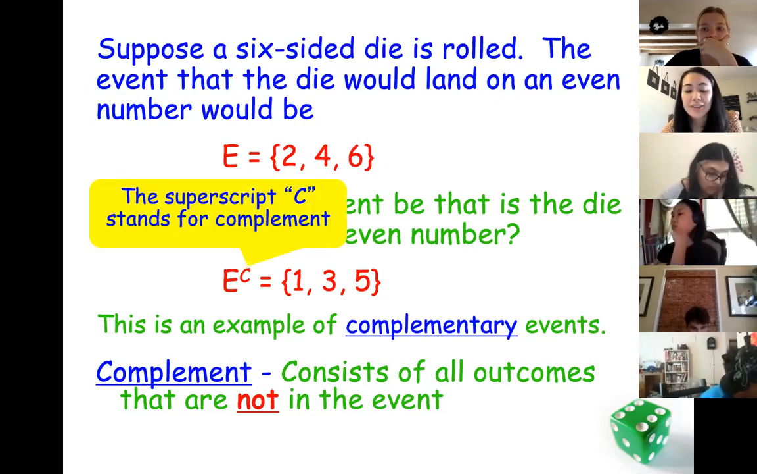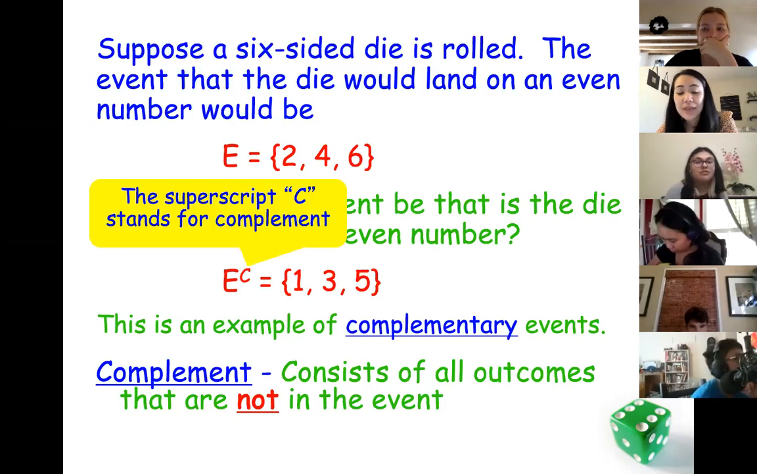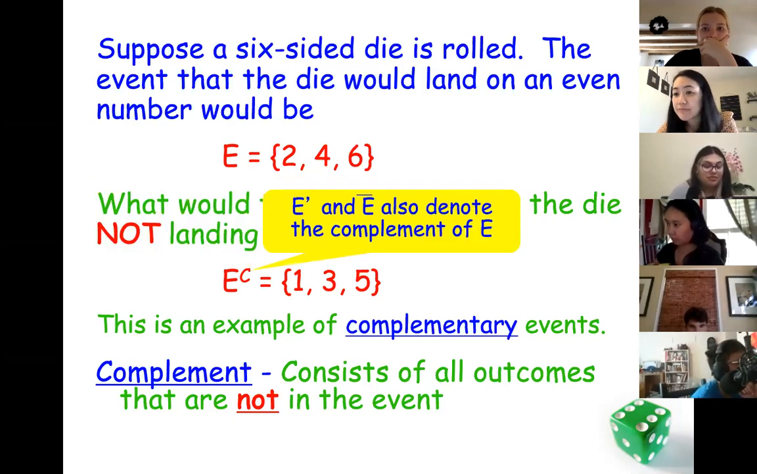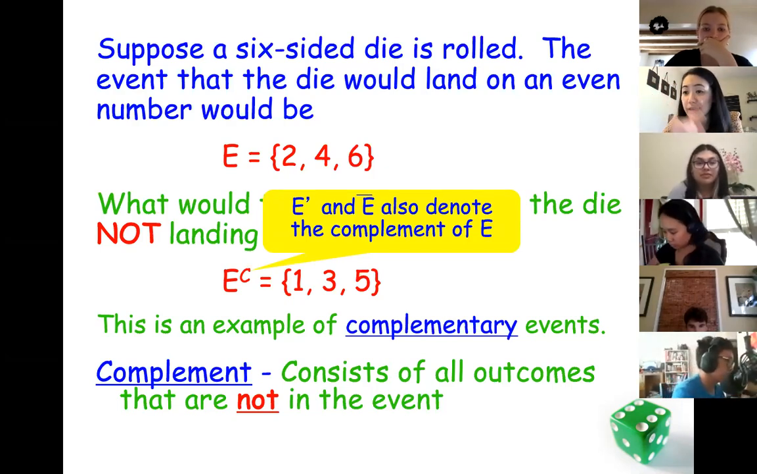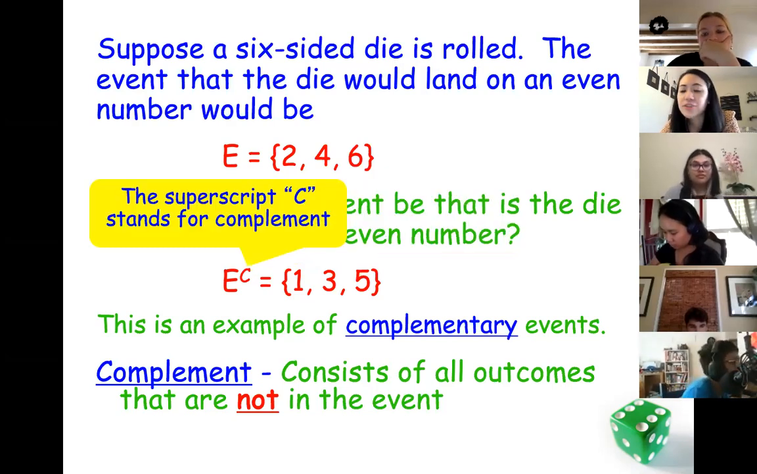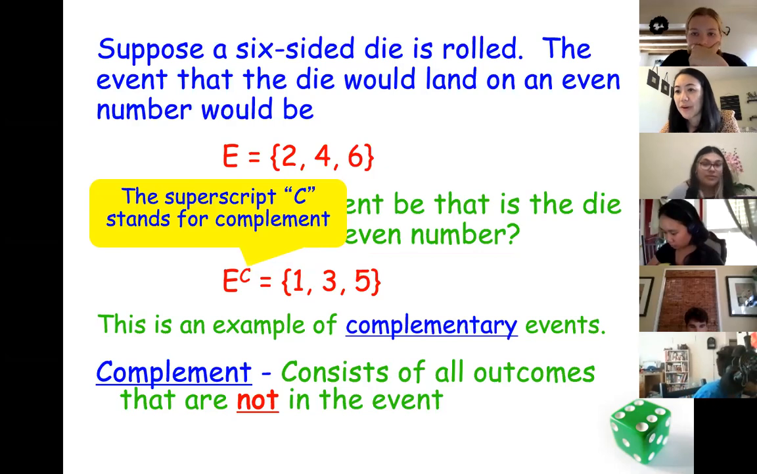Notation-wise, notice the capital C superscript for complement. This is the most common notation, but just a heads up, you might see, somewhere in your book, maybe E prime or E with a bar over it. That also represents complement. The superscript C is the most common one though.